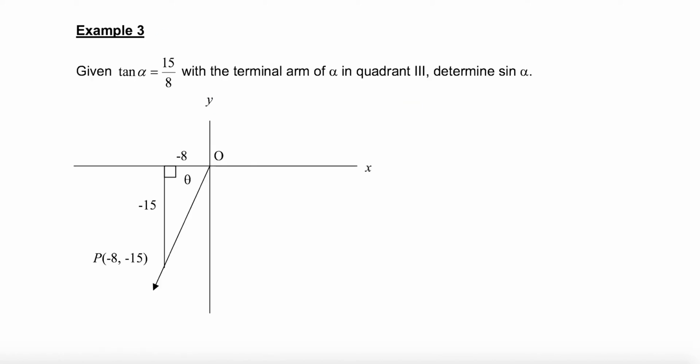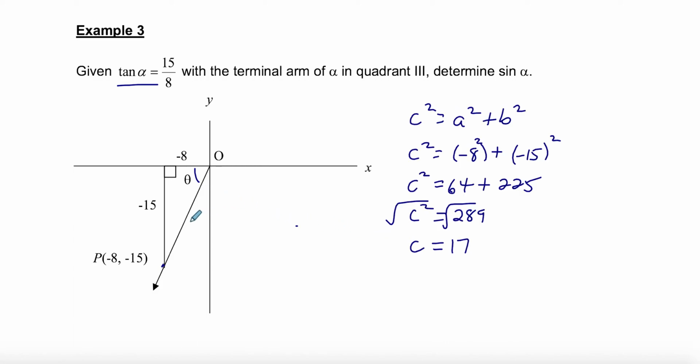Okay, example 3, given tan alpha equals 15 over 8. If we didn't have a diagram, what you need to know is if we have an angle theta, tan is positive in this quadrant. So CAST, tan is positive over here. We have opposite over adjacent. So opposite would be 15 and adjacent would be 8. To get this point though, we'd have to have negative 8 and negative 15. We're going to have to find our hypotenuse again, and it would give us a measurement of 17 again.